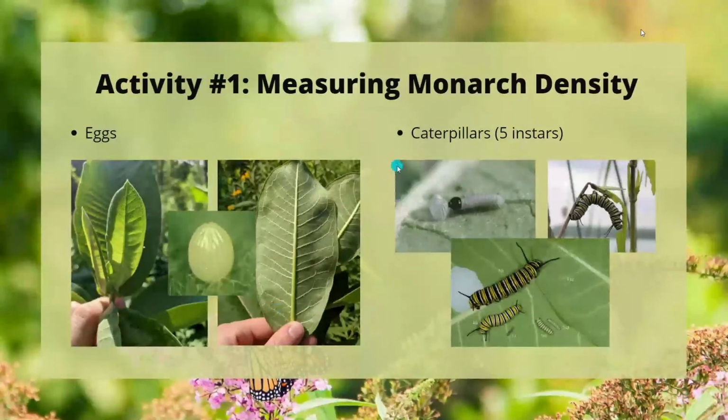And then caterpillars, so that's the other part. As you are checking out your plants, if you find caterpillars, we ask that you identify the different instars. So just some great photos here. This is a first instar that just emerged and is about to eat that eggshell. And then we have a 5th instar here.